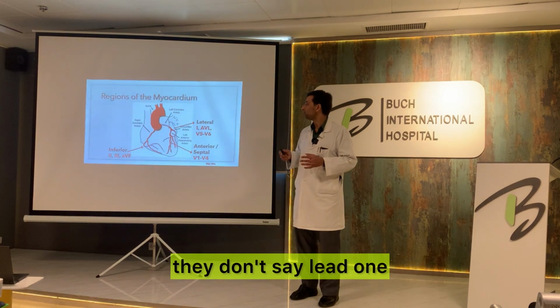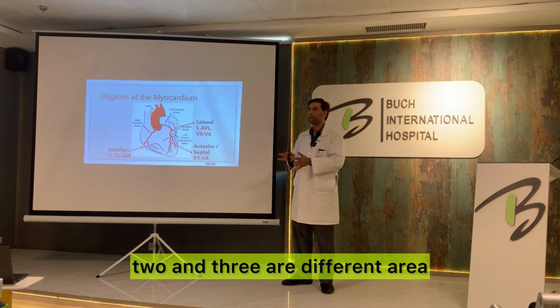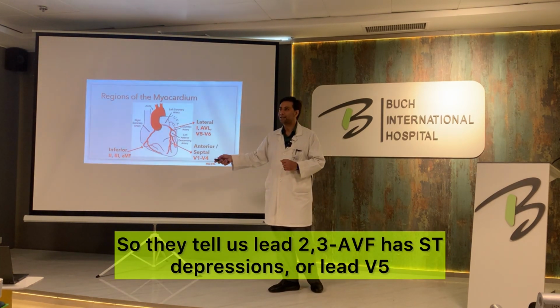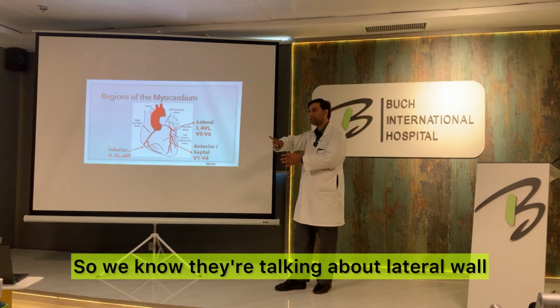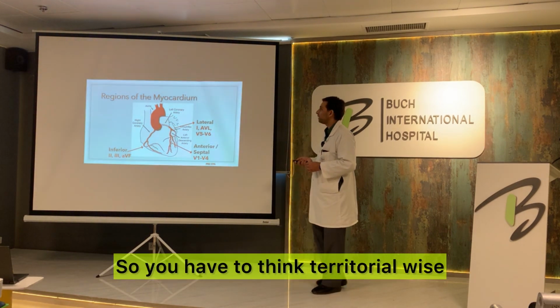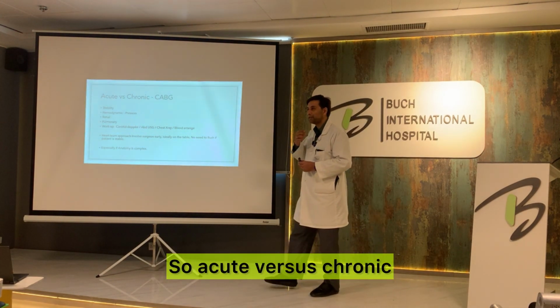They think territory-wise. So whenever they tell us the ECG, they don't say lead 1 and 2 and 3, because 1 is a different area, 2 and 3 are a different area. So they tell us lead 2, 3, AVF has ST depressions, or lead V5, V6 has ST depression. So we know they're talking about the lateral wall, which artery is involved. So you have to think territorial-wise when you're doing this.